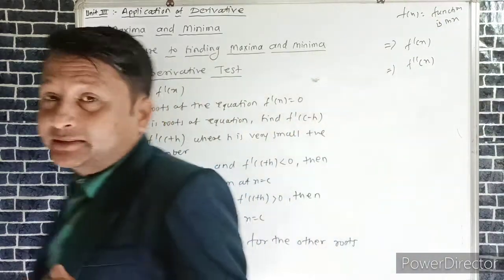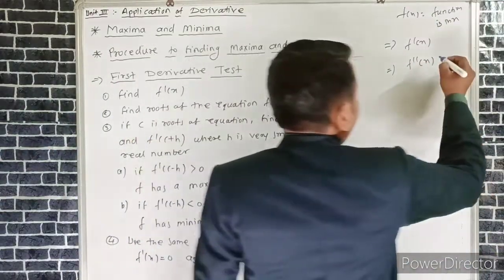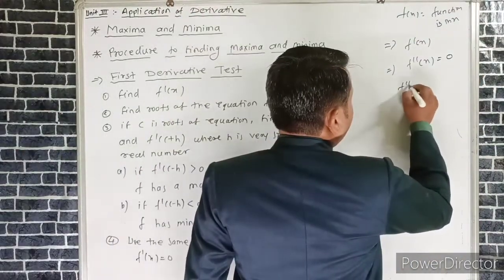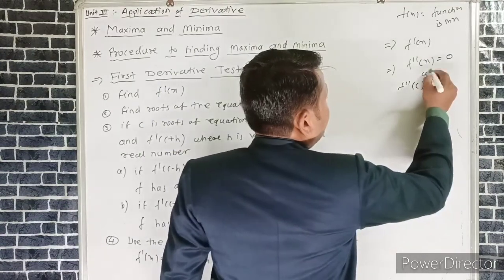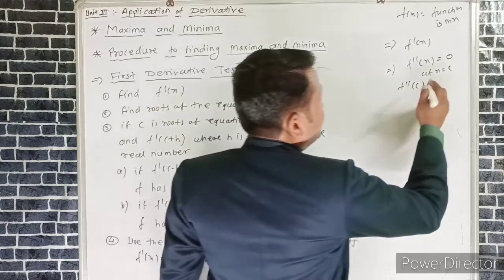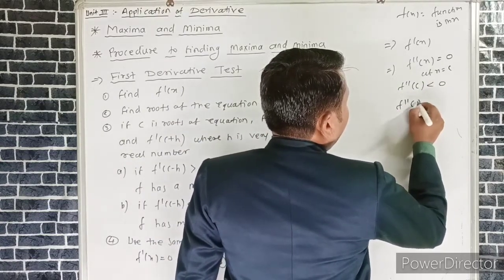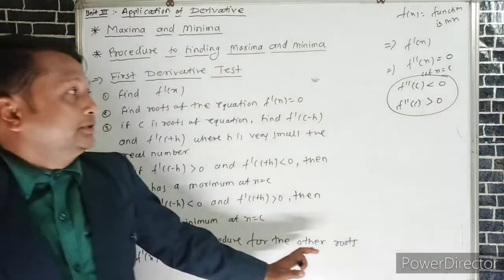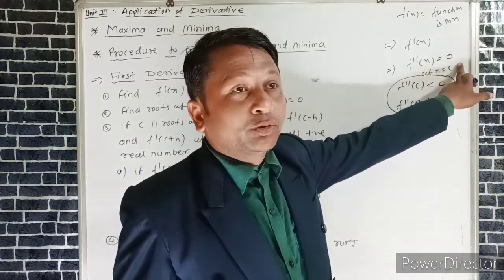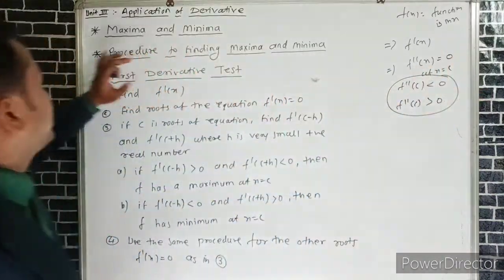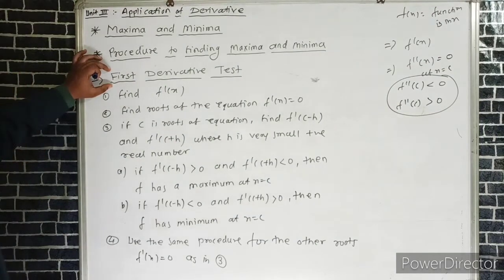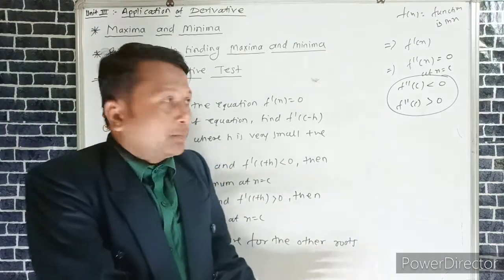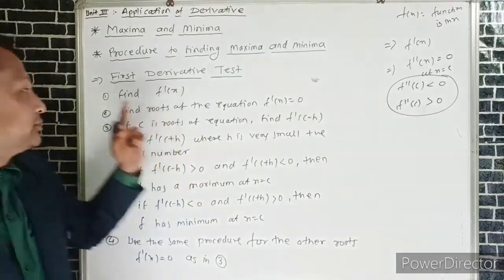If the second order derivative becomes zero, then we can't decide using f double dash of x, meaning at x equals c, whether f double dash of c is less than zero or greater than zero. In case f double dash of x is equal to 0, we can use the first order derivative test. The procedure is: first we have to find the first derivative, f dash of x.